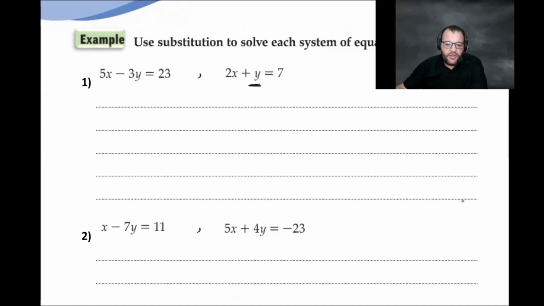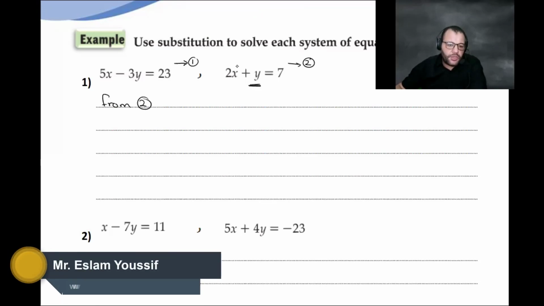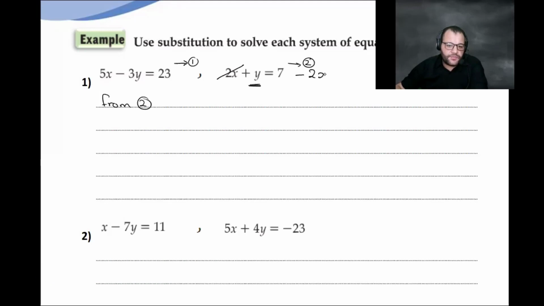So now we have two equations. That's equation number 1, and that's equation number 2. The equation that has a variable with coefficient 1 is equation 2, so from 2 we need to solve for the variable that has coefficient 1, which is y. So we shift 2x to the other side by subtracting 2x. So from equation number 2, we can say that y equals 7 minus 2x.